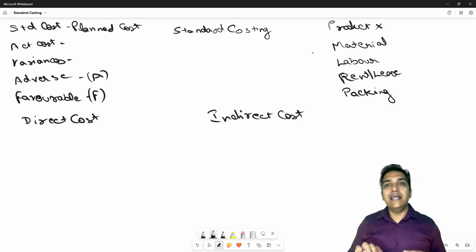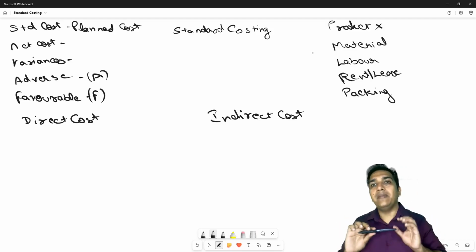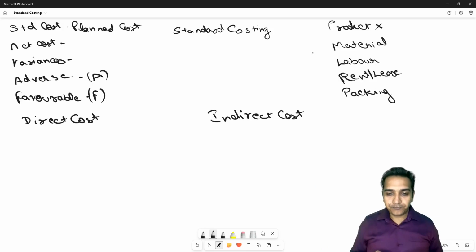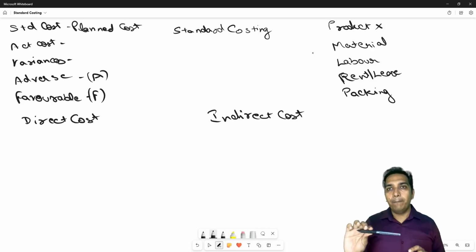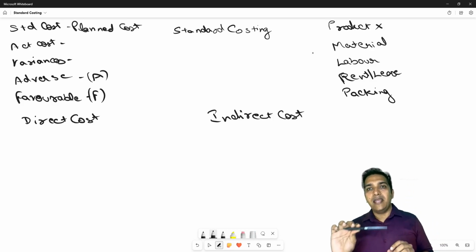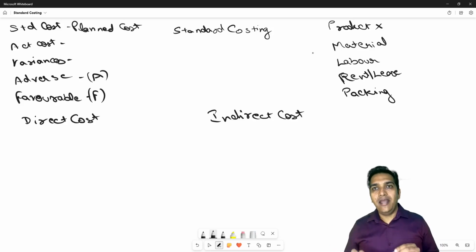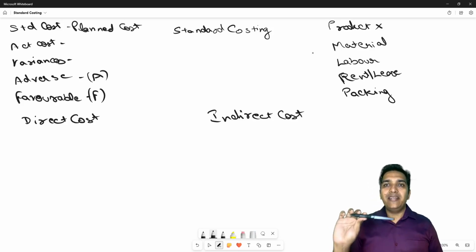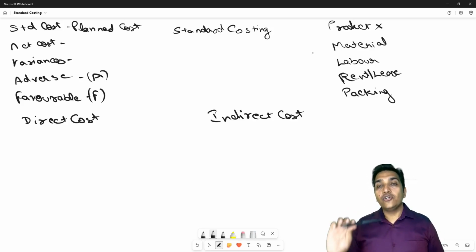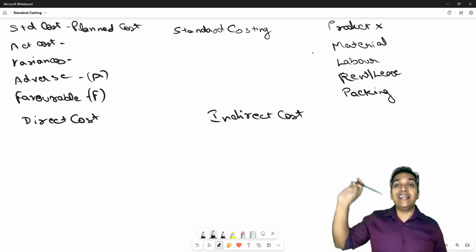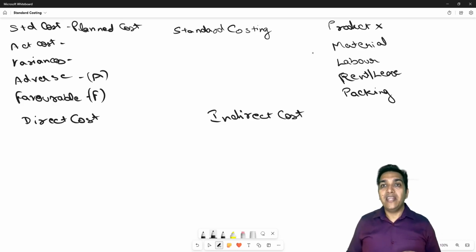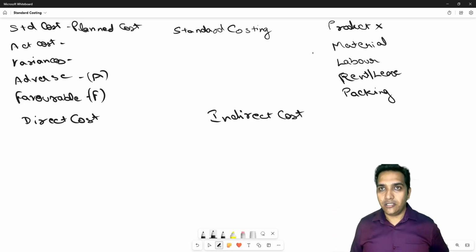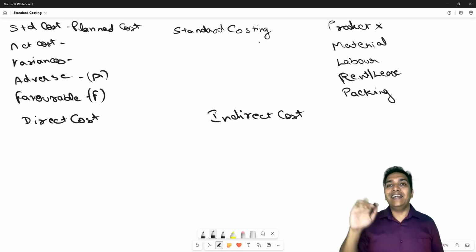And then there is labor. Now I purchase the plastic, I purchase the machinery, everything. But unless there is labor, unless there is some person who is able to operate the machine, assemble the pen, this pen cannot be made, right? So we need labor as well. So these costs are directly related to my product, without which I cannot even manufacture the product. Those are called direct cost.